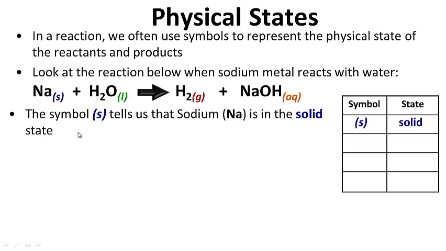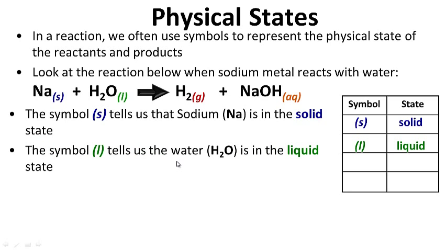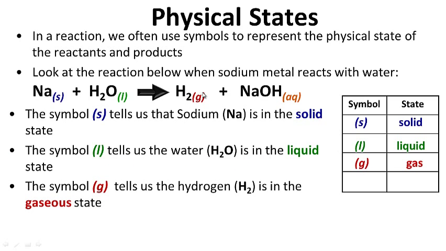Okay, so the symbol S here tells us that sodium is in the solid state. So sodium is a solid when this reaction took place. Okay, the symbol L tells us the water is in the liquid state when the reaction took place here. Okay, and what formed here was hydrogen gas. Okay, so the symbol G tells us that hydrogen is in the gaseous state.